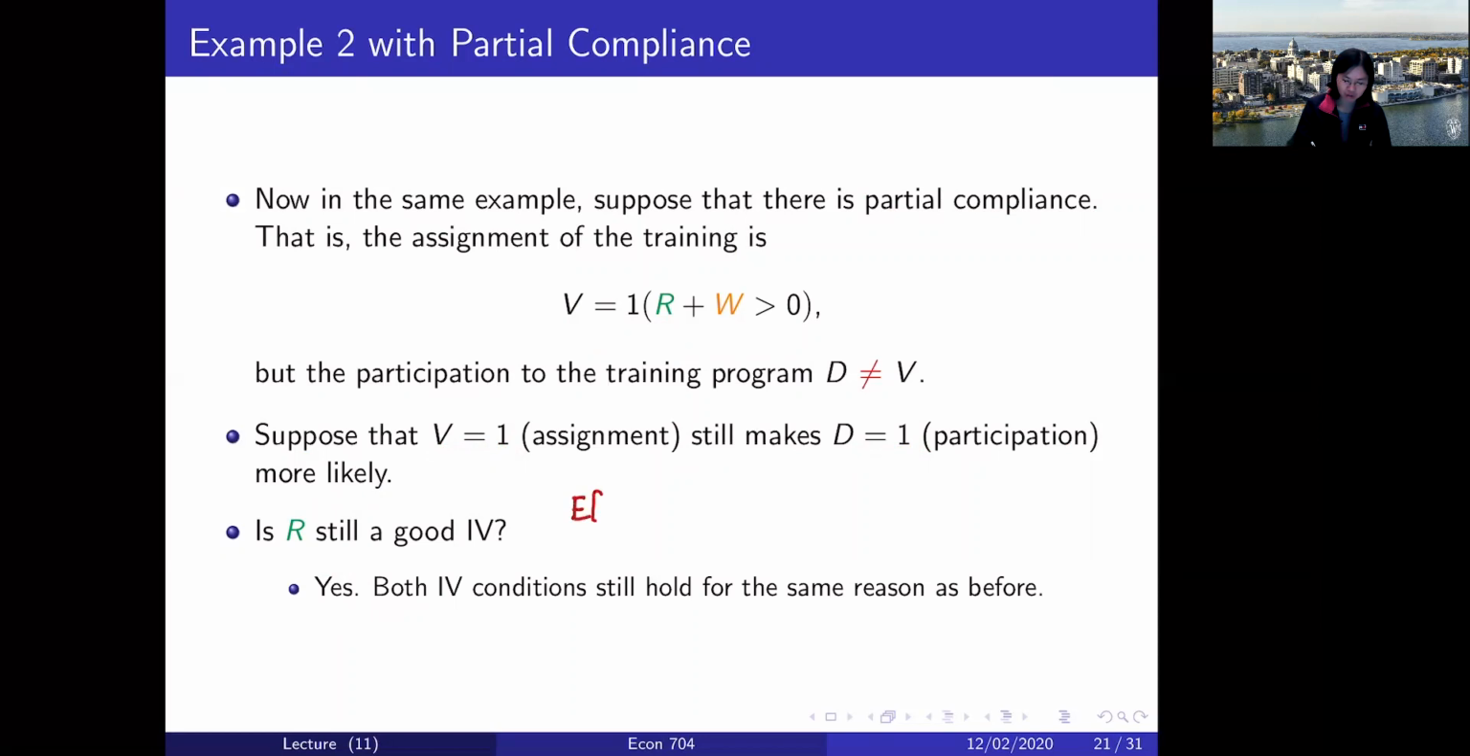So the covariance between U and R is still 0, and the covariance between R and D is still non-zero. So that's another example where you can use an instrumental variable.